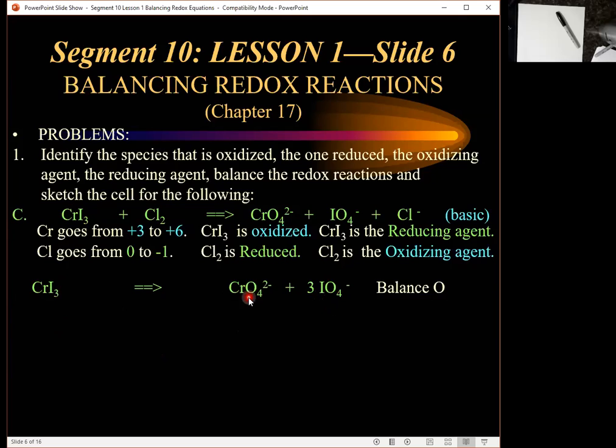Now the next element we have to balance is oxygen, with water. So how many oxygens do we have? We have 3 times 4 is 12, plus 4 more.